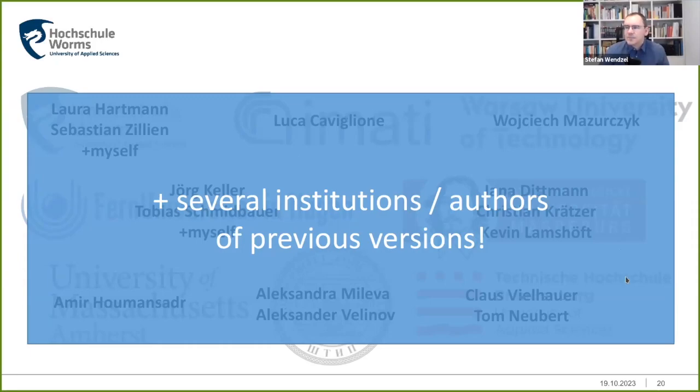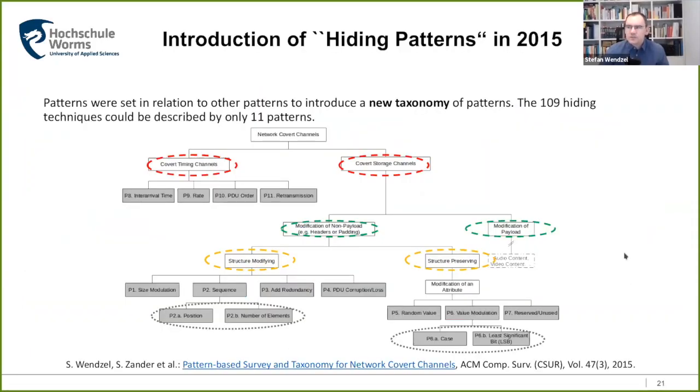And the first taxonomy looked like this. So it was just 11 patterns, but we could already describe 109 hiding methods of the research literature with these 11 patterns. So the gray boxes are the patterns, and they can have subpatterns, as you can see here.